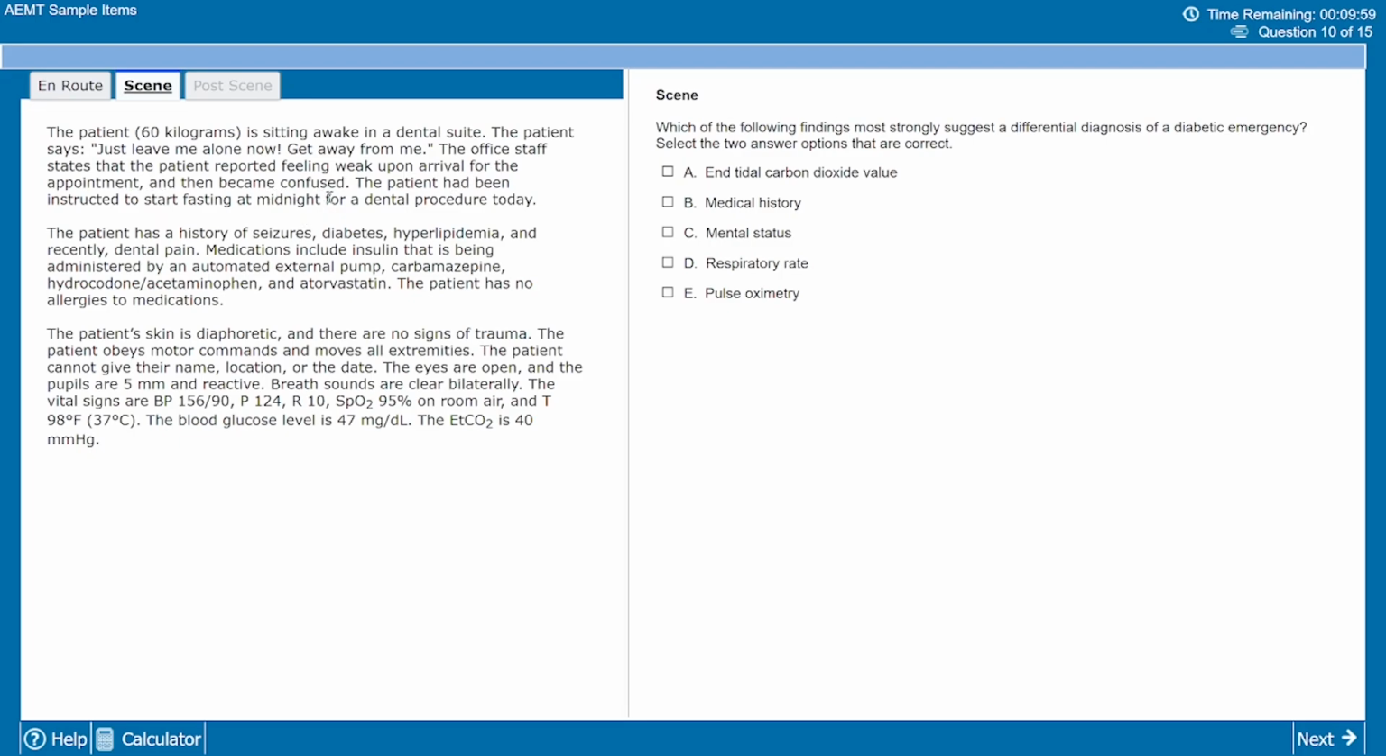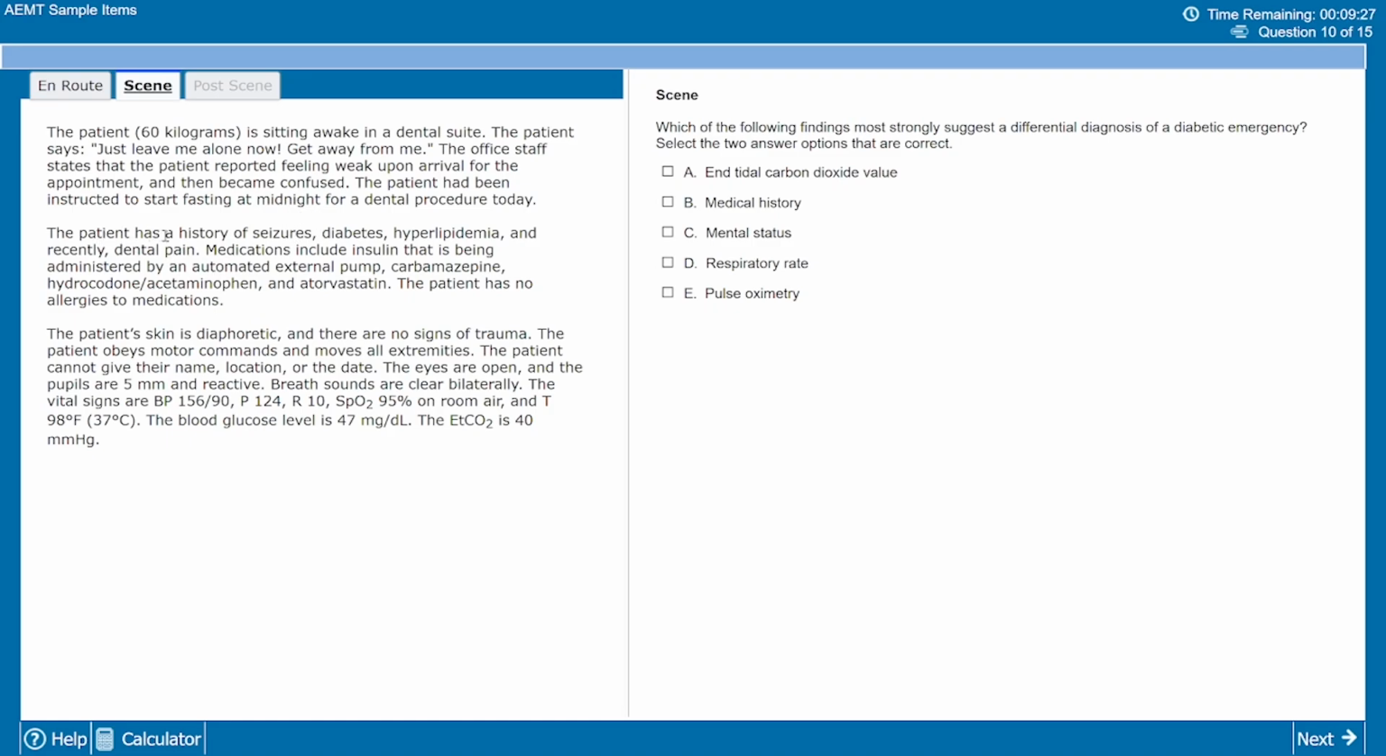So what are we thinking about right away? In my mind, I see a patient that's agitated, they're confused. The first thing that I'm thinking of right off the bat that you should be thinking of is how's their blood sugar, right? And that's the first thing that I would go to. The patient had been instructed to start fasting at midnight for a dental procedure today. Okay, and that kind of confirms my suspicion almost. But we need to read the entire question because there may be more than one right answer choice.